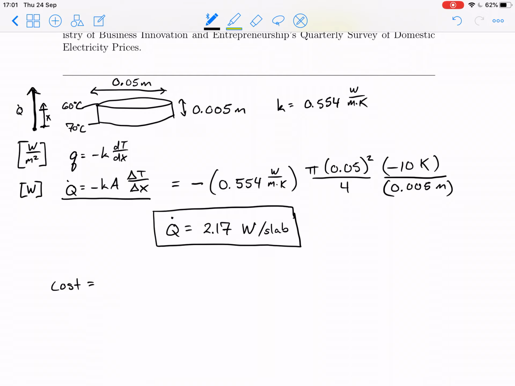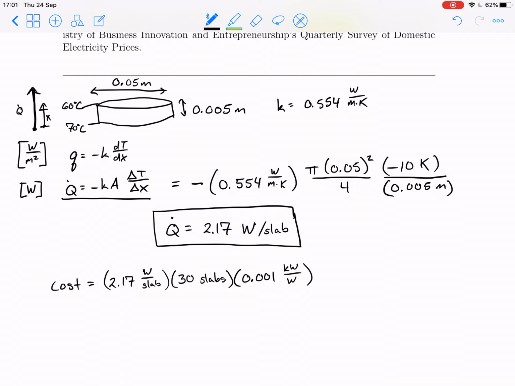The cost is going to be the energy per slab. So that's 2.17 watts per slab times the number of slabs. We've got 30 slabs. That gives us our energy flow in watts. We need to change that to kilowatts. So that's 1,000 watts per kilowatt, or 0.001 kilowatts per watt. That's our answer in kilowatts.